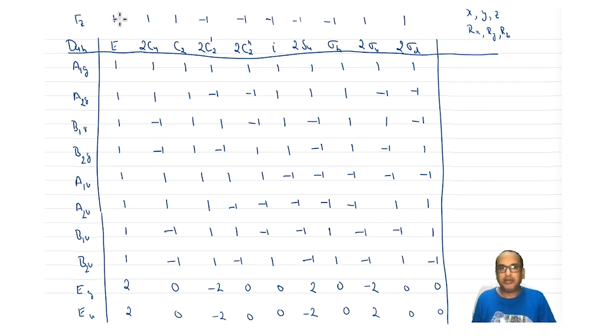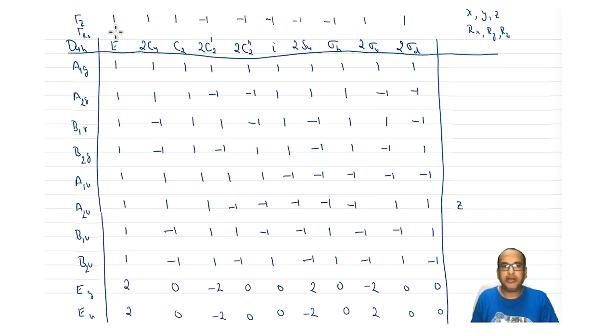So if I now match these characters with one of the irreducible representations, I see that this matches nicely with A2U, right? So tau z and A2U are the same. That means I can say very safely that z forms the basis for A2U. Now, similarly, let's do it for rz. Okay, so tau rz.